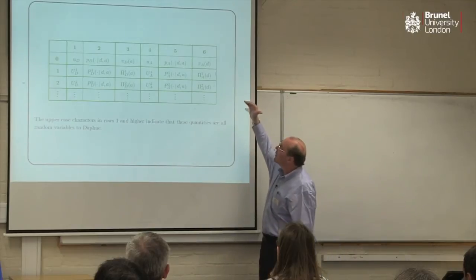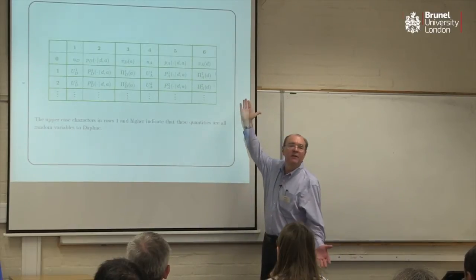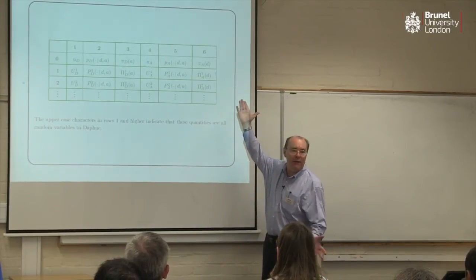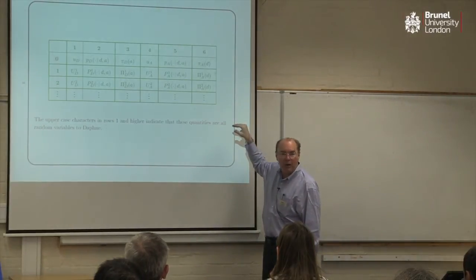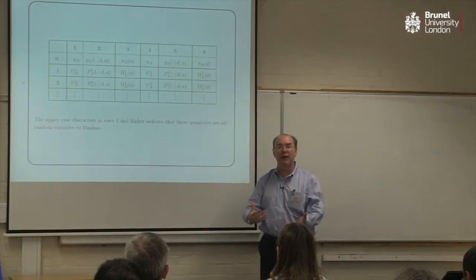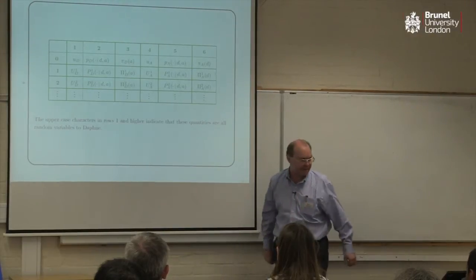And the first row is lowercase because those are not random quantities, even though we often don't know them. The subsequent rows are going to be random quantities because these are her subjective beliefs about these things.